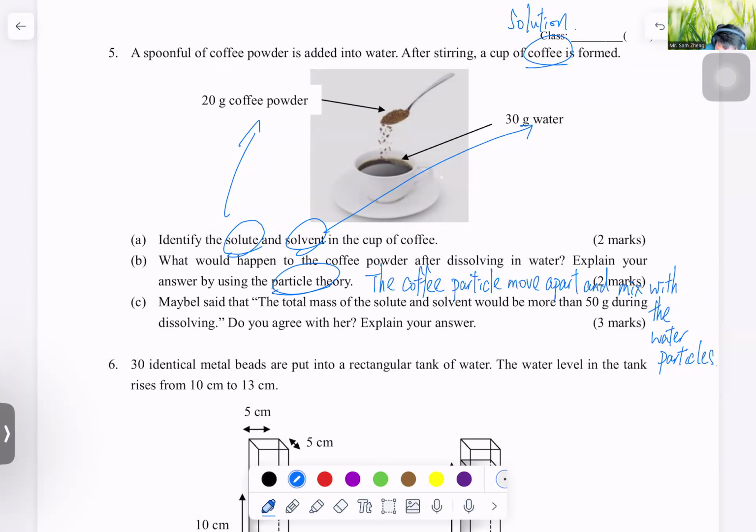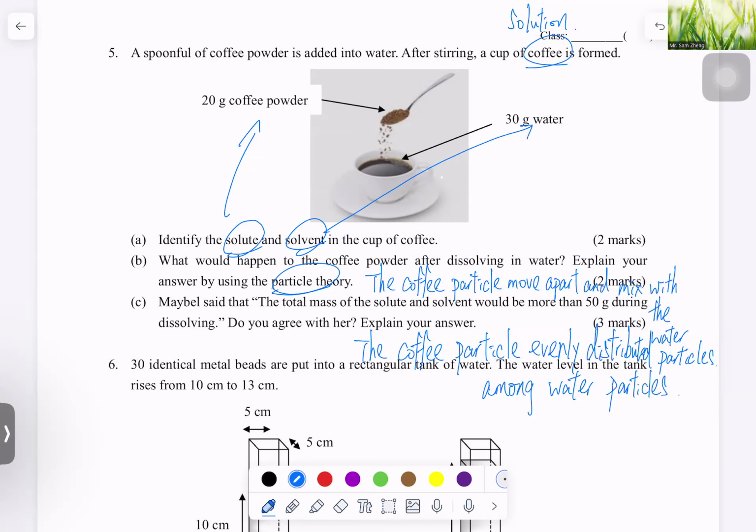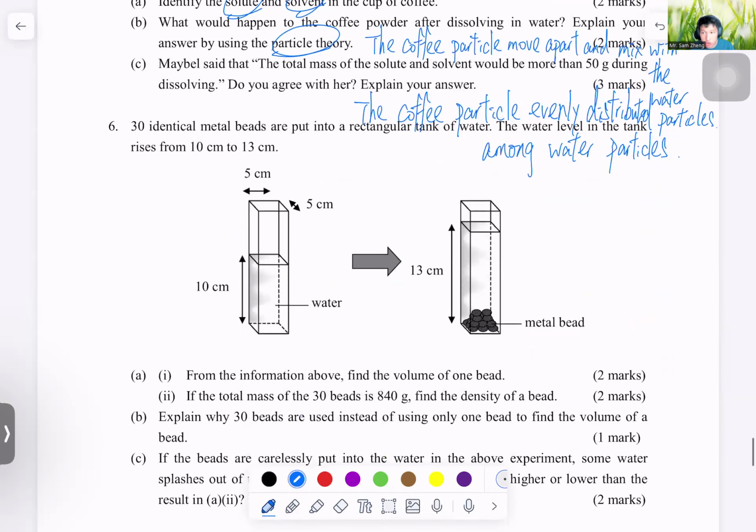So in this case, the second statement here would be, sorry, not the coffee powder, but the coffee particles will be evenly distributed among the water particles. Okay, so the coffee particles were evenly distributed. In this case, they are completely dissolved.